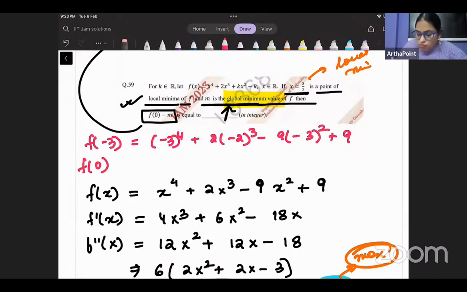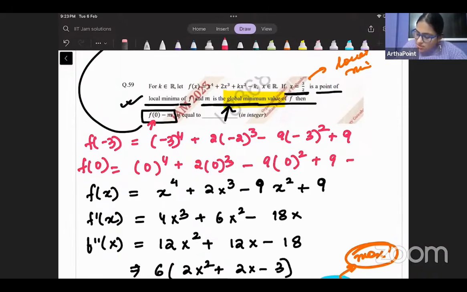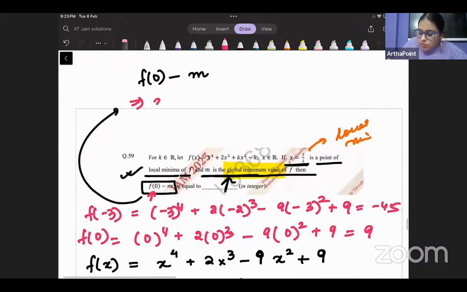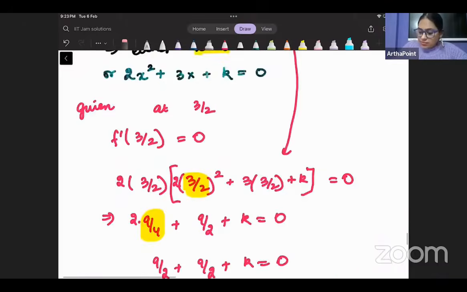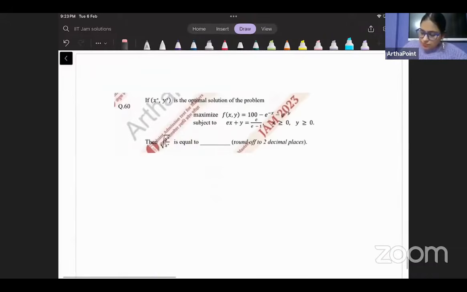Find बेटा f of 0. f of 0 will be 0 to the power 4 plus 2 (0) whole cube minus 9 (0) whole square plus 9. ये तो 9 हो जाएगा. And बेटा ये आएगा -45. So when you will solve this, you will get 9 minus -45, 9 plus 45. Answer will be 54. What will be your answer to this question? 54. Clear? Okay, beta.